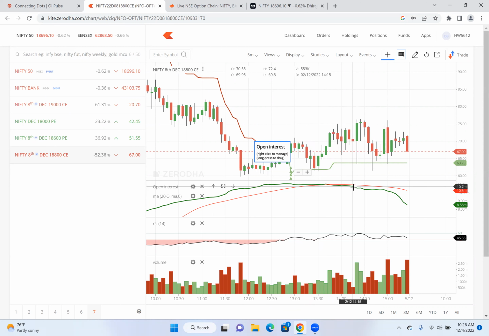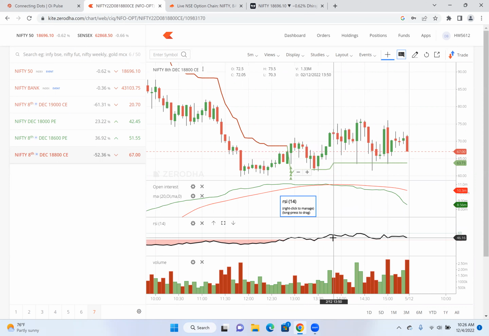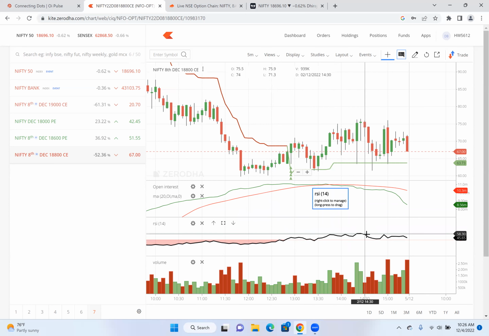But when I come later, let's say around 2:15 on 2nd or on 3rd, then I see that the OI is coming down. And my RSI should be above 60. Here my RSI was below 40. Here the RSI has to be above 60. It is kind of touching. It is still not very clear, so I would still be a little hesitant. So I will not take this trade.